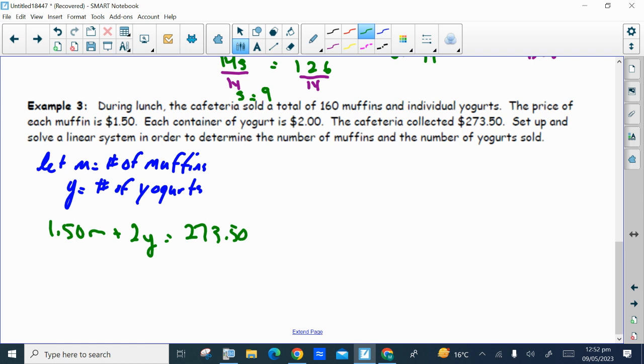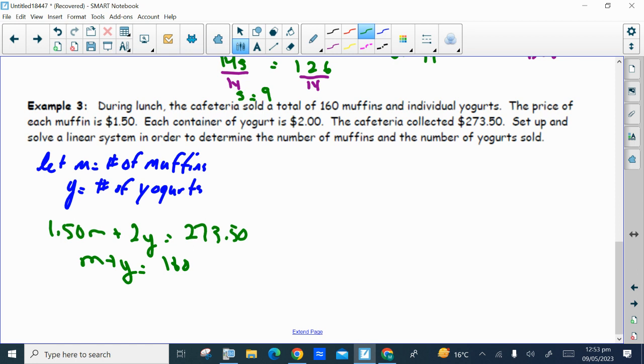So yeah, that's one of the equations. That's the one that probably is harder, because the other one would just be M plus Y equals 160. There's a total of 160 things that were sold. But yeah, it doesn't matter what order you do them in.